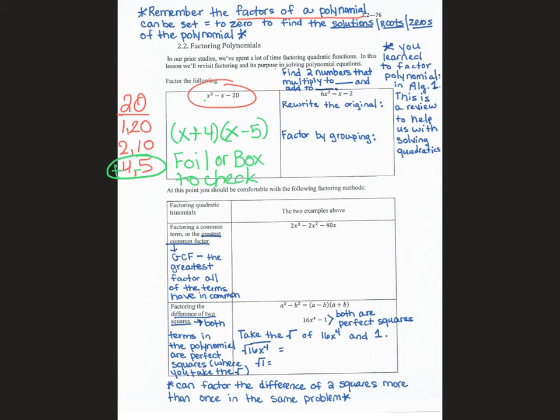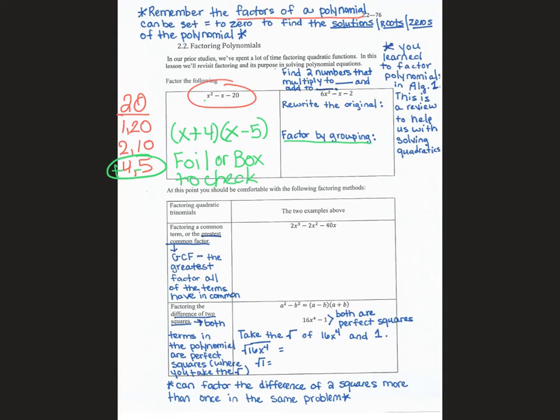Now, if you look at this next one over here, it looks a little bit more complicated. We don't have a greatest common factor that we can take out. We have a 6 as our leading coefficient. It's the number in front of our variable with the highest exponent, and then we have a 2 as our constant. So in order to be able to factor this one, we're going to do something called factor by grouping.